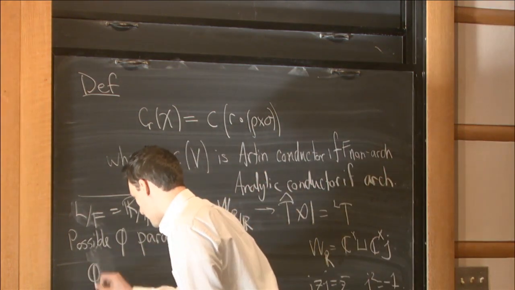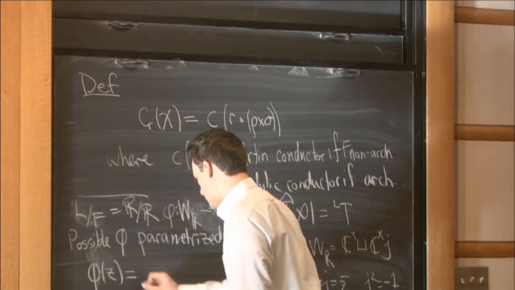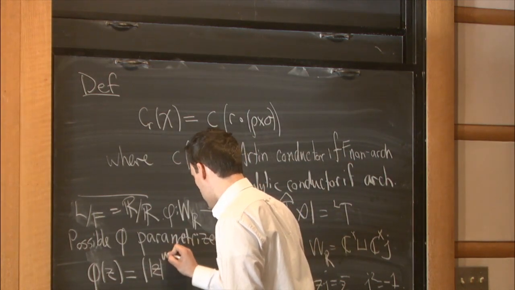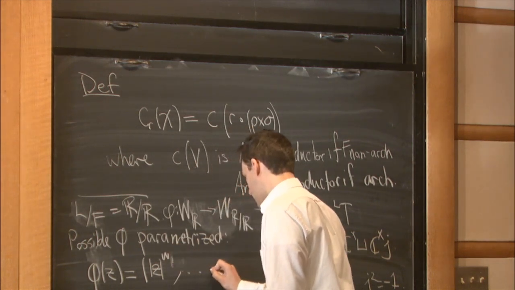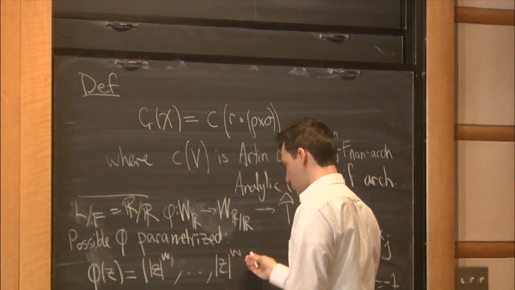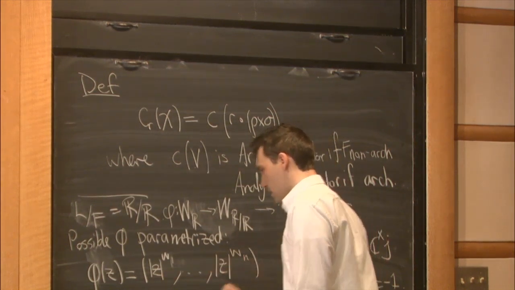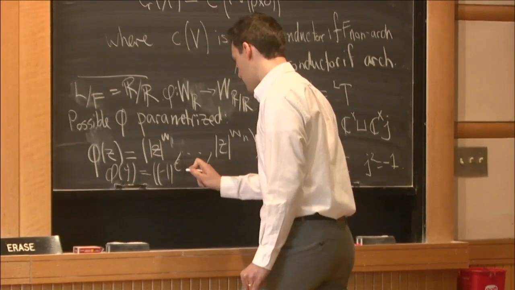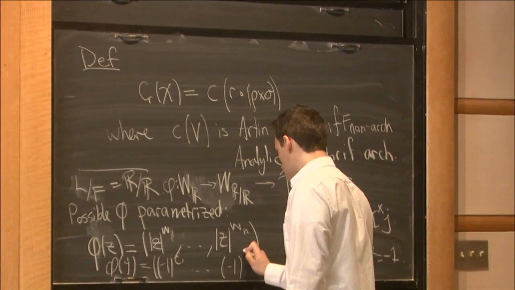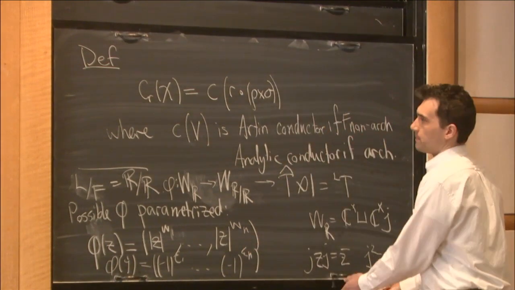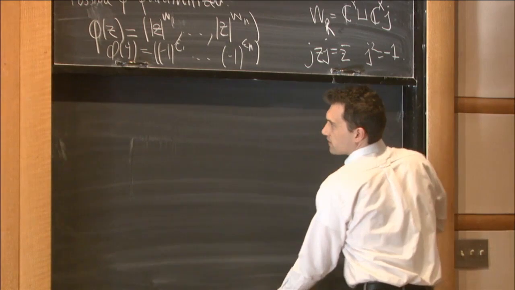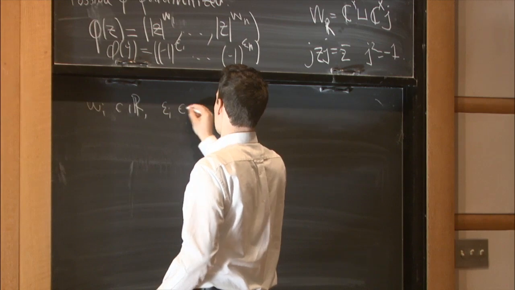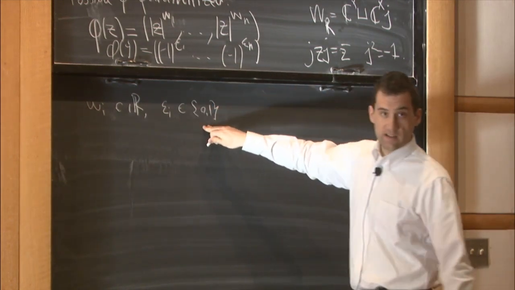Then these are parameterized by phi of z being like |z| to the w_1, up to |z| to the w_n. And phi of j is (-1) to the epsilon_1, up to (-1) to the epsilon_n. Here the w_i are imaginary numbers, and the epsilon_i are in {0, 1}. That's like the sign.